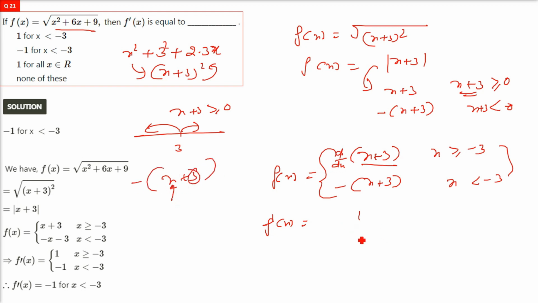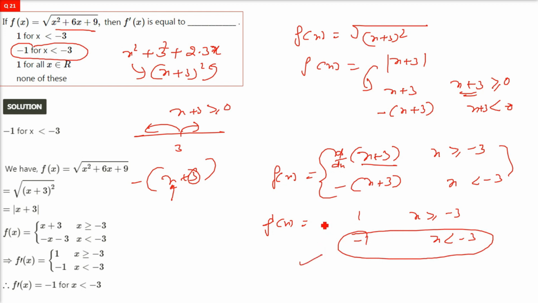So x is greater than or equal to minus 3 gives 1, and x is less than minus 3 gives negative 1. Now come to the options. This option, minus 1 for x less than minus 3, is already given. We found it, so this is going to be your final answer.